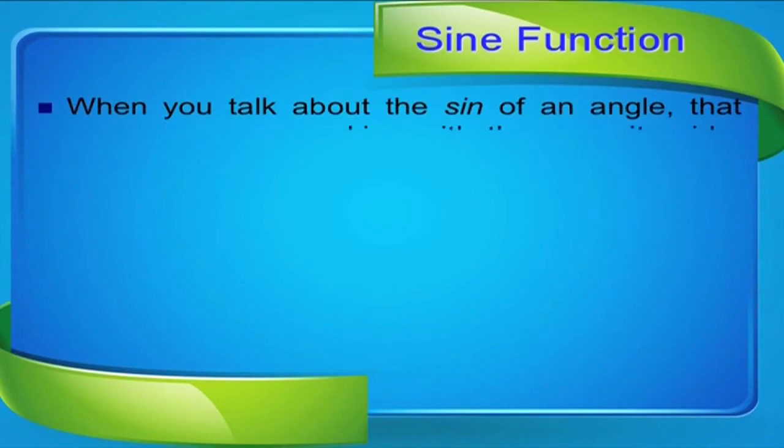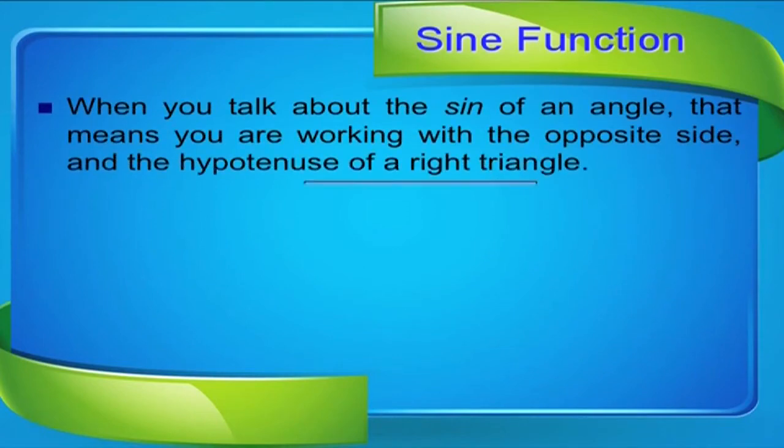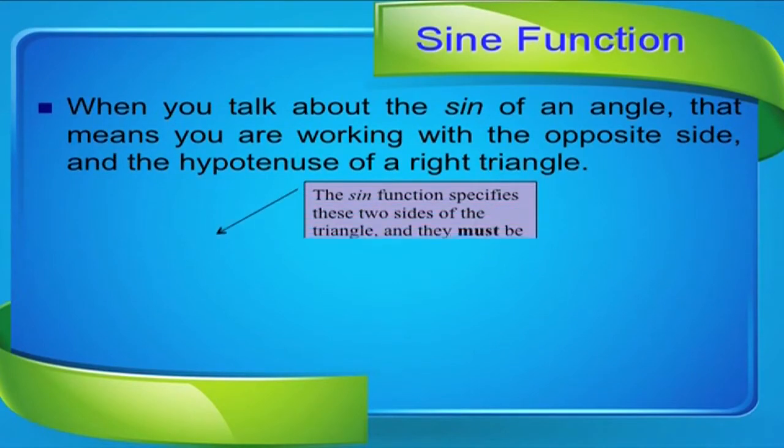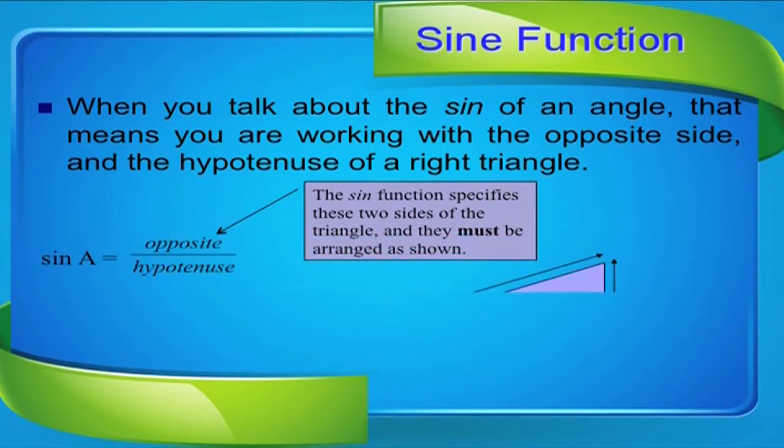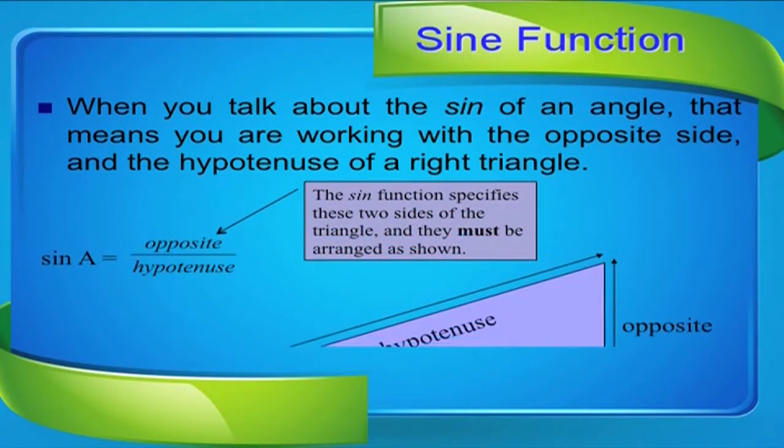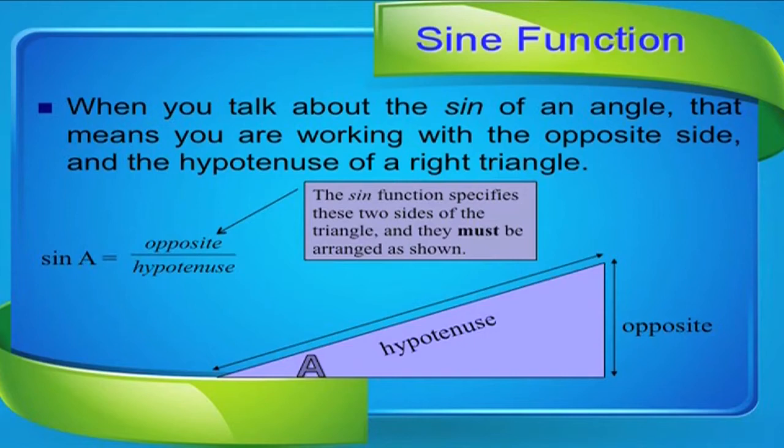When you talk about the sine of an angle, that means you are working with the opposite side and the hypotenuse of the right triangle. The sine function specifies these two sides of the triangle and they must be arranged as shown, that is, sine A is equal to opposite upon hypotenuse.